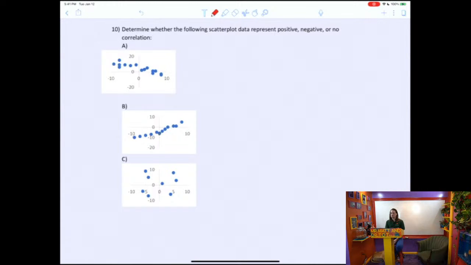So please determine whether the following scatter plot data represent positive, negative, or no correlation. I'll give you 3 minutes, and after 1 minute, I'll start to solve.